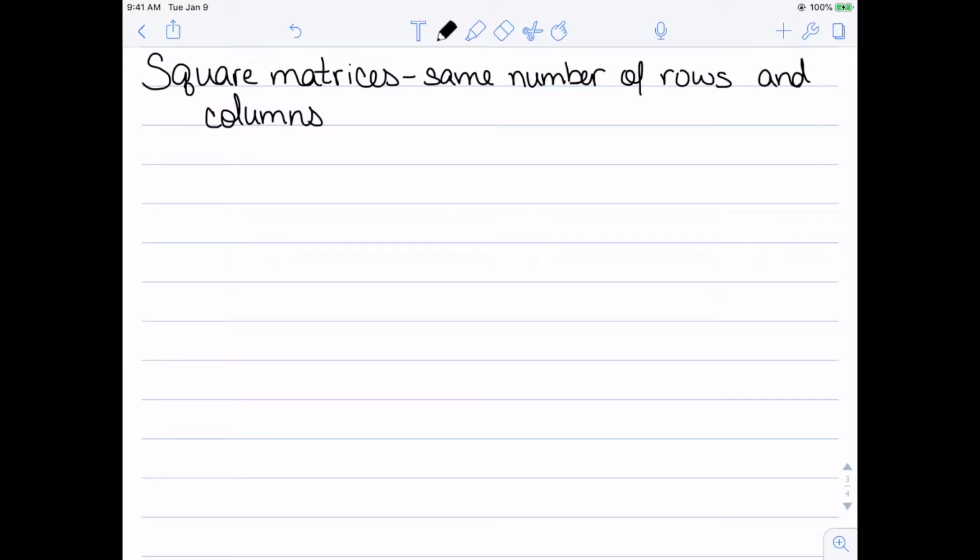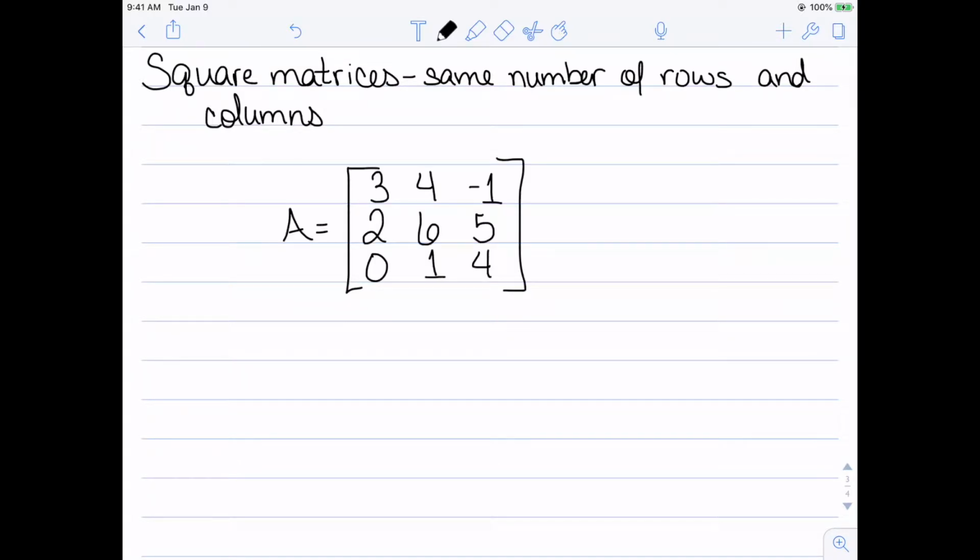There are a few special matrices I want to look at. A square matrix has the same number of rows and columns. Here's an example of a square matrix. In this case, I have 3 rows and 3 columns.